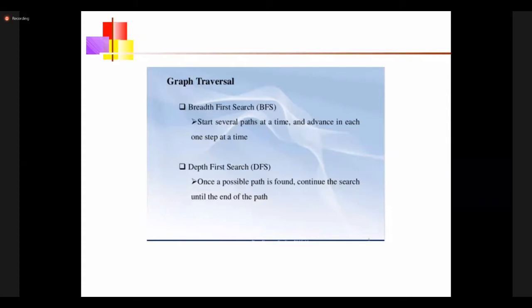And coming to graph traversal. Traversal means visiting each and every node. So in order to create a spanning tree from a given graph, we have to visit each and every node. Visiting each and every node is called traversal. So we are visiting in a graph, that is called graph traversal.